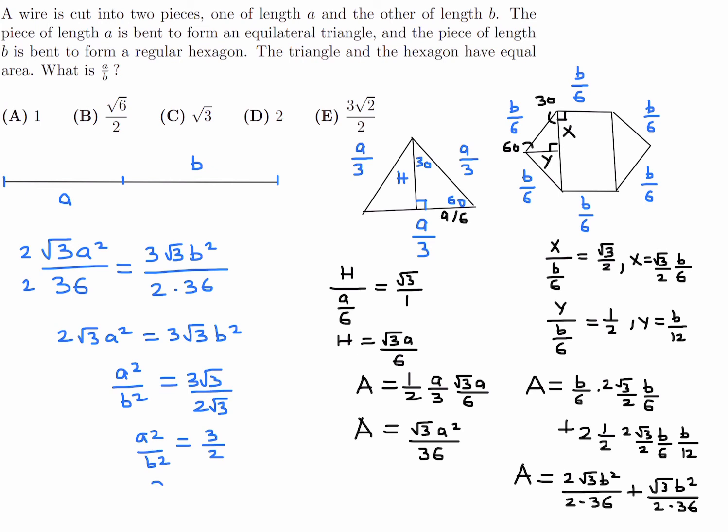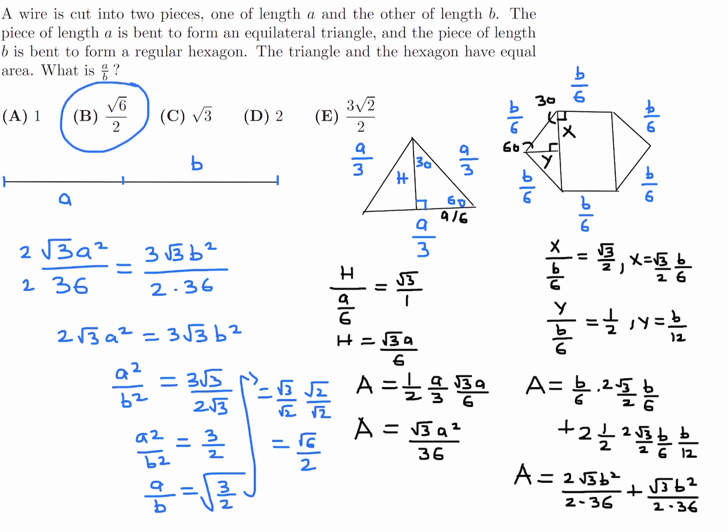Take the square root of both sides and we get A over B is equal to the square root of 3 over 2. Now that's not one of the answers, but that's okay. It just means that we have to get it in that form. So let's see here. Root 3 over root 2. Rationalize the denominator, top and bottom by root 2. That means we have root 6 over 2. Root 6 over 2 is the answer. So number 15, it's B.